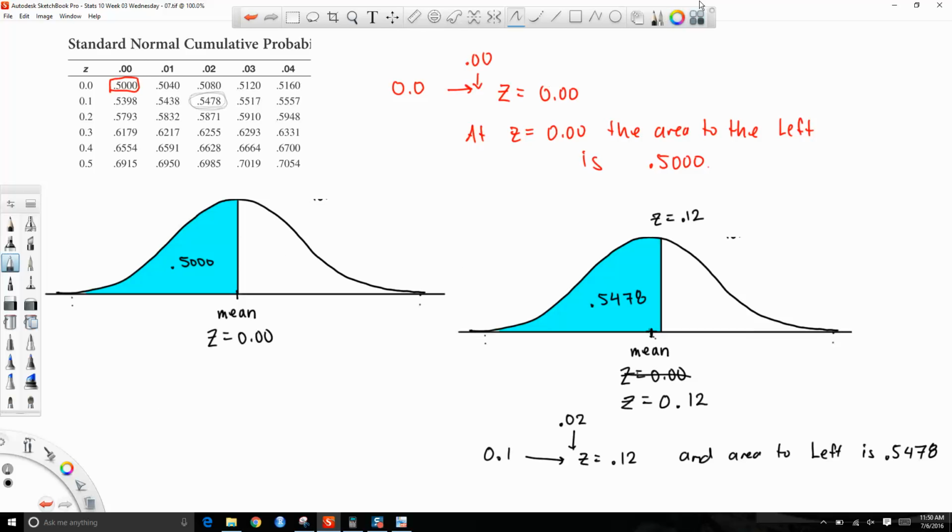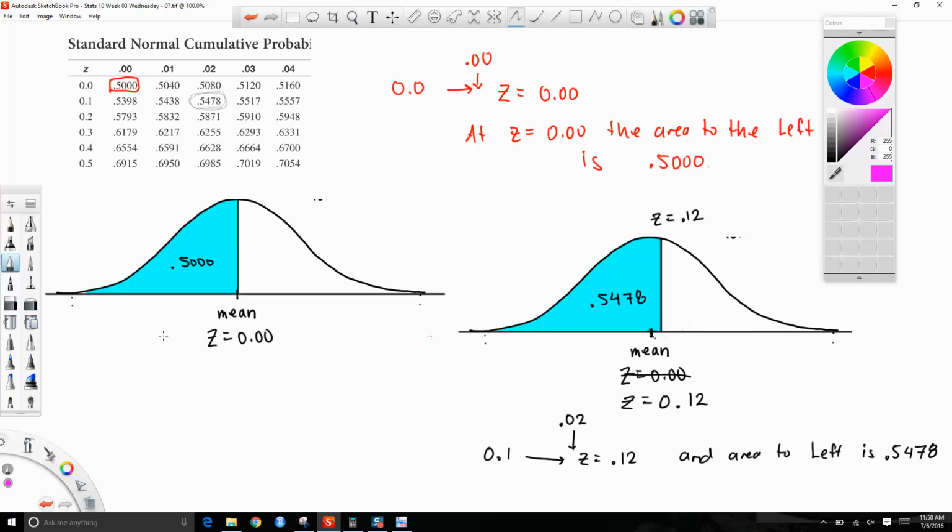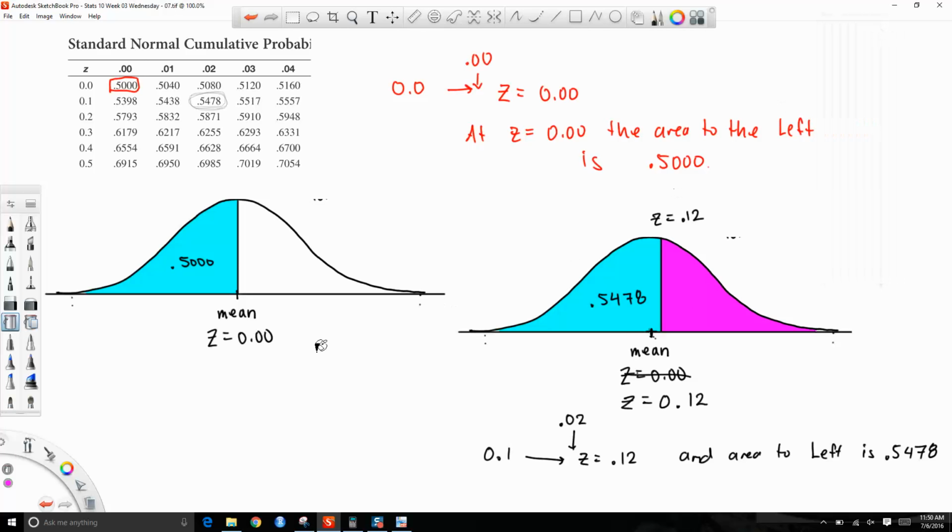All right, so if I have 0.5478 shaded over there, how much do I have shaded over here? One way to write this is the probability that z is less than 0.12 is equal to 0.5478. That's another way of saying the area to the left of z equal to 0.12 is 0.5478.